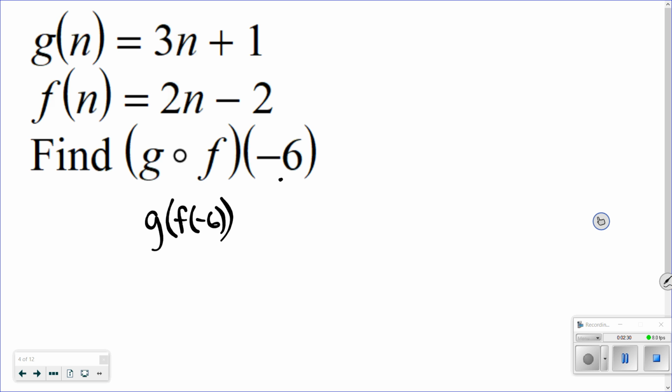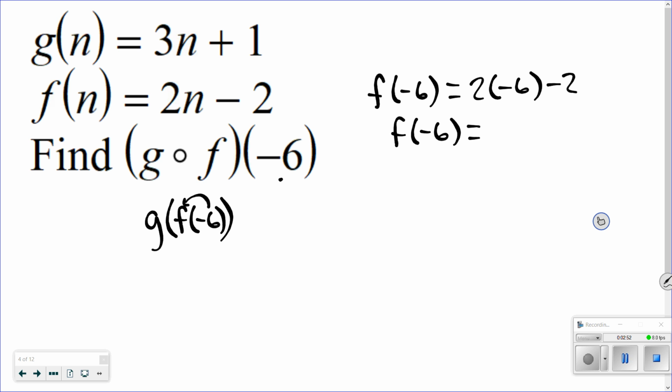So I start by plugging -6 into f. I've got to figure out what that comes out to. We've done that a lot before, right? I'm going to come up here to f and plug in -6 and see what I get back out. So plugging it into f, I get 2 times -6 minus 2. Let's work that out. 2 times -6 is -12. -12 minus 2 is -14. So I plug -6 in, I get -14 back out.